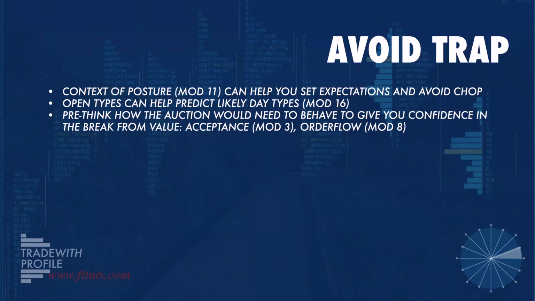Like we talked about in module 3, there needs to be acceptance. And then in module 8, we talk about order flow. There needs to be conviction in the order flow in the direction away from value. And always, if you're going to take the trade, you're going to have a target in mind. An easy way to develop the target is to say, well, what was the size of the area of value that I'm coming from? And that's my initial target added to the break.